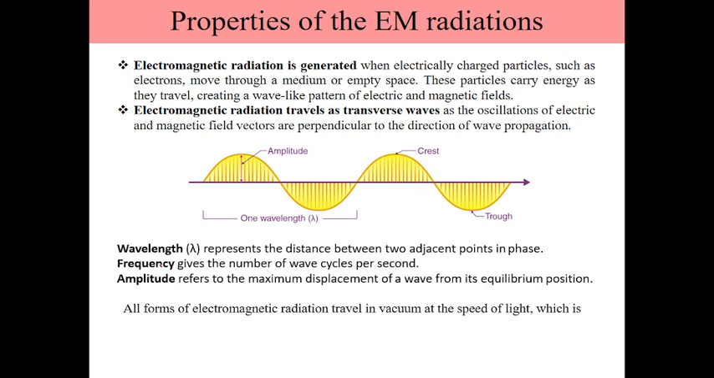Now wavelength is represented by lambda, and frequency is usually represented by f. Frequency gives the number of wave cycles per second. The definition of frequency is actually 1 by wavelength. This is one full wave cycle, and the number of wave cycles per second is basically frequency.